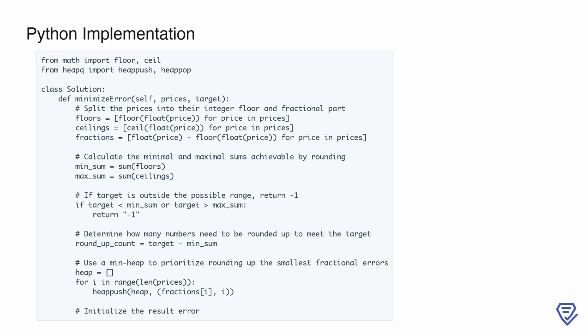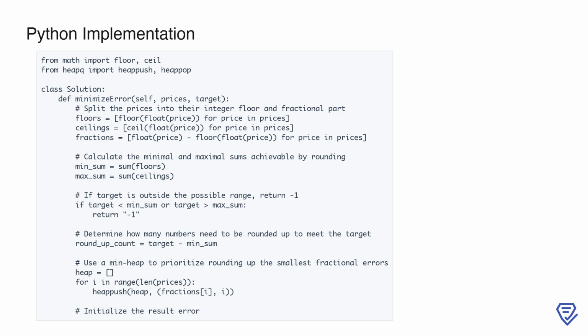Next, we calculate the minimum and maximum sums that can be achieved by rounding all prices either down or up. If the target value is outside this range, it's impossible to meet the target, so we immediately return -1. Now, to determine how many prices need to be rounded up to meet the target, we calculate round_up_count by subtracting the min_sum from the target.